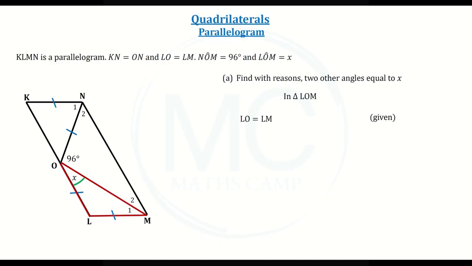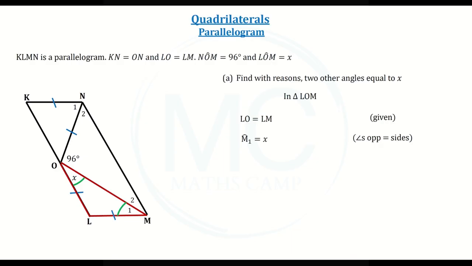Angle M1 sits opposite side LO. So let's make this angle green as well. Side LO is equal to side LM, which means that angle M1 must be equal to angle O. Angle O is x, which means that angle M1 is also equal to x. And this is because they are the angles that lie opposite equal sides.